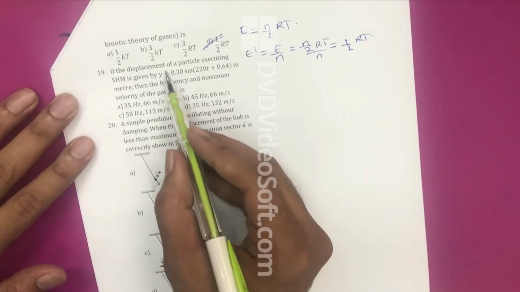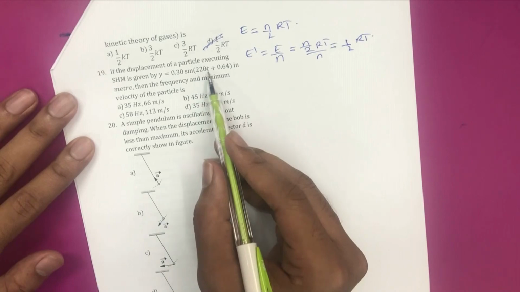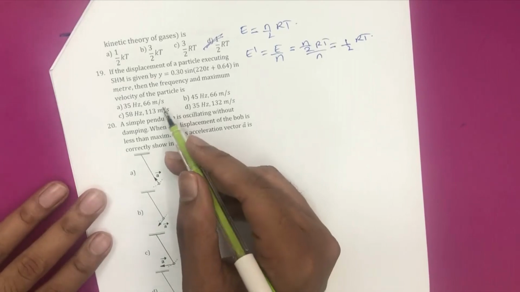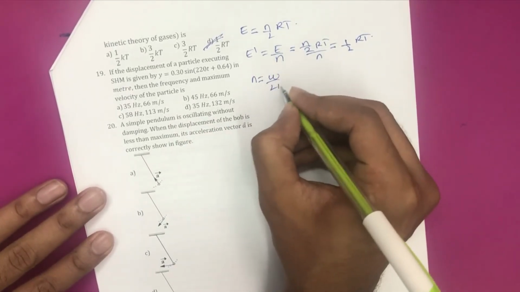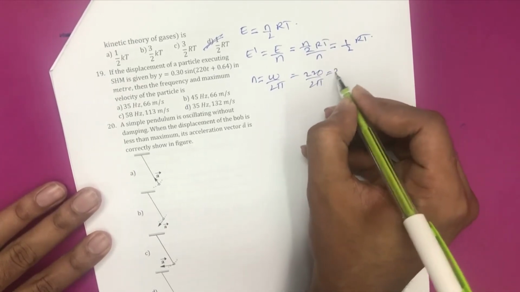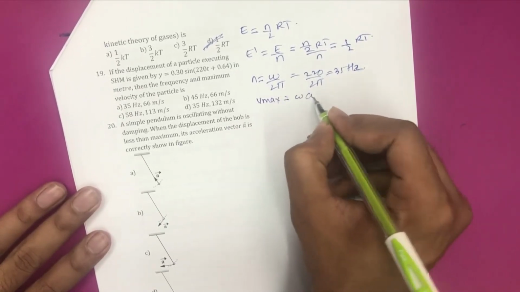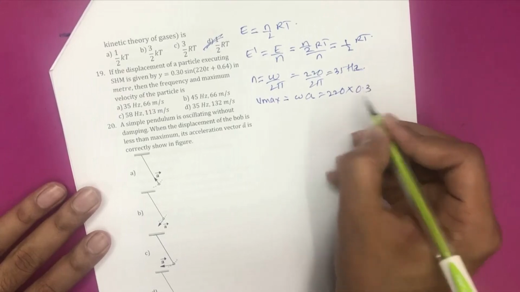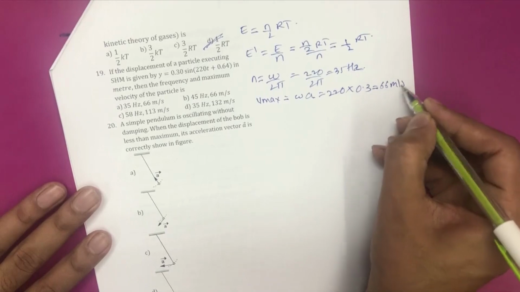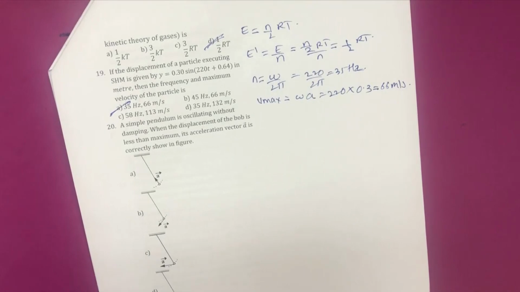Question 19. If the displacement of a particle executing SHM is given by y equals 0.3 sin(220t plus 0.64) in meters, then the frequency and maximum velocity of the particle is. Frequency would be given by omega by 2 pi. So from this equation, omega is 220, so 220 by 2 pi is 35 hertz, the frequency. Maximum velocity would be omega times A. So omega is 220, amplitude is 0.3. So that would give me 66 meters per second. So correct answer would be option A, 35 hertz and 66 meters per second.